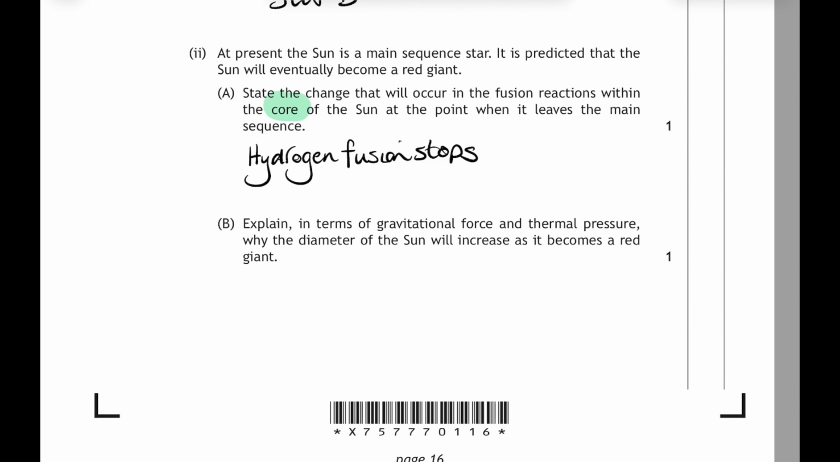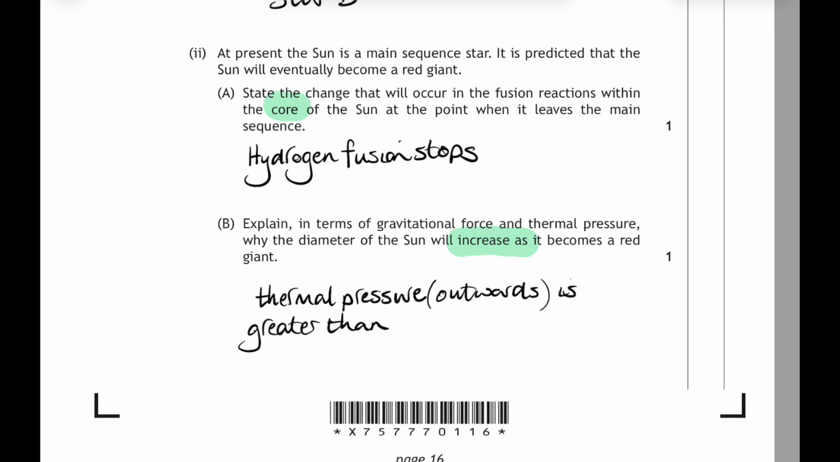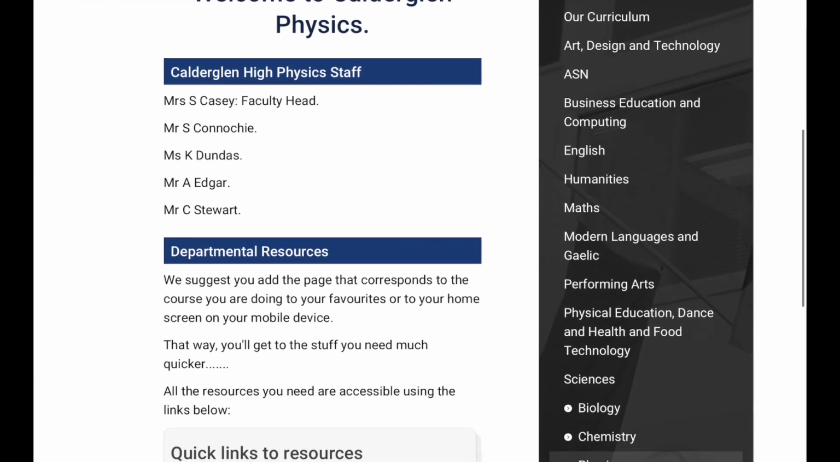And part B, explain in terms of gravitational force and thermal pressure why the diameter of the Sun will increase as it becomes a red giant. Well, thermal pressure is acting outwards, gravity is acting inwards, so the thermal pressure outwards must be greater than the gravitational force inwards. Let's have a look at the marking instructions.